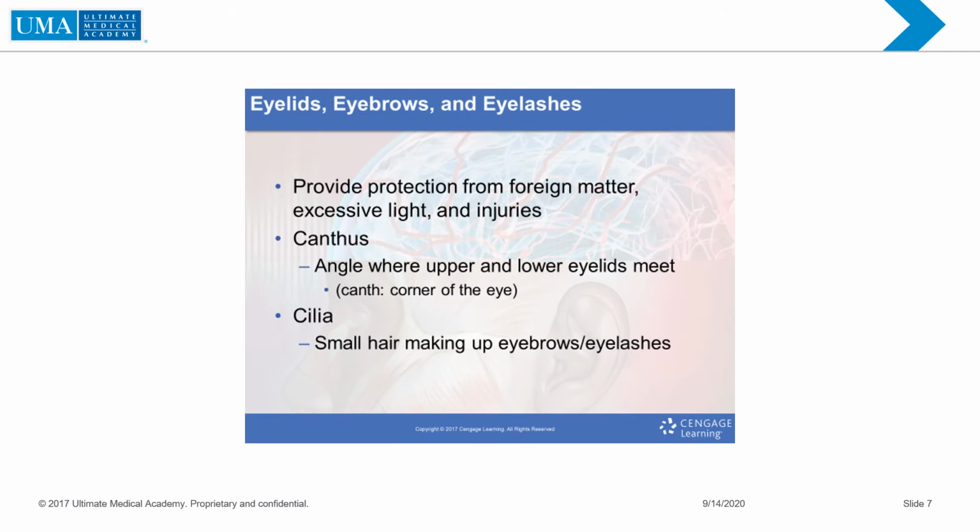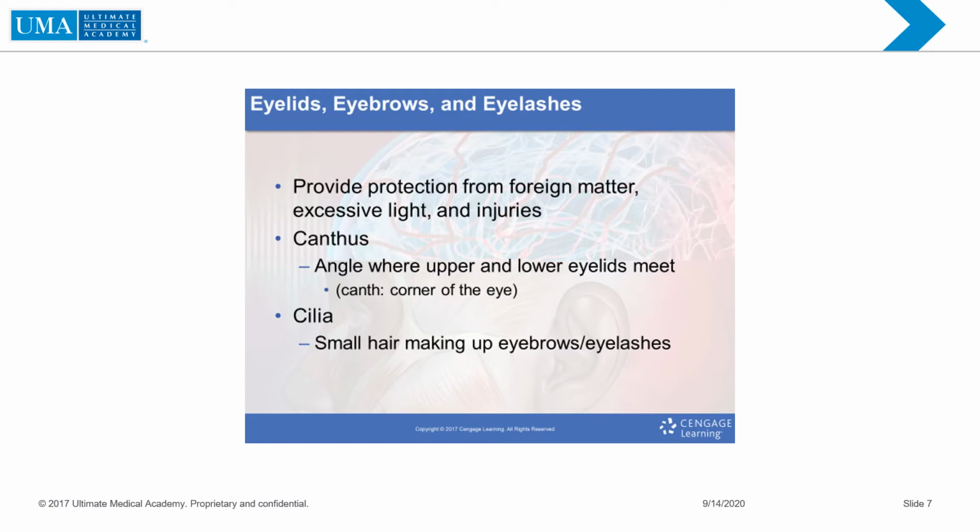Now we're moving on to the eyelids, the eyebrows, and the eyelashes. Now the upper and lower eyelids, together with the eyebrows as well as the lashes, help protect the eyeball from any foreign matter, excessive light, and also injuries that are due to other external causes. We have the canthus, and this is the angle where the upper and lower eyelids meet. If we were to break this term down, canth means corner of the eye, and the us is a singular noun ending. The plural form of canthus is canthi.